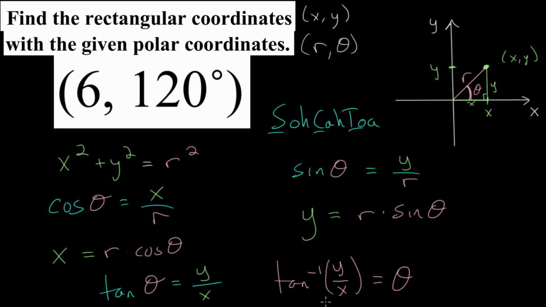They will all be useful in very different scenarios, but we are told that r is 6 and our angle theta is 120 degrees. So let's make a little bit of room.